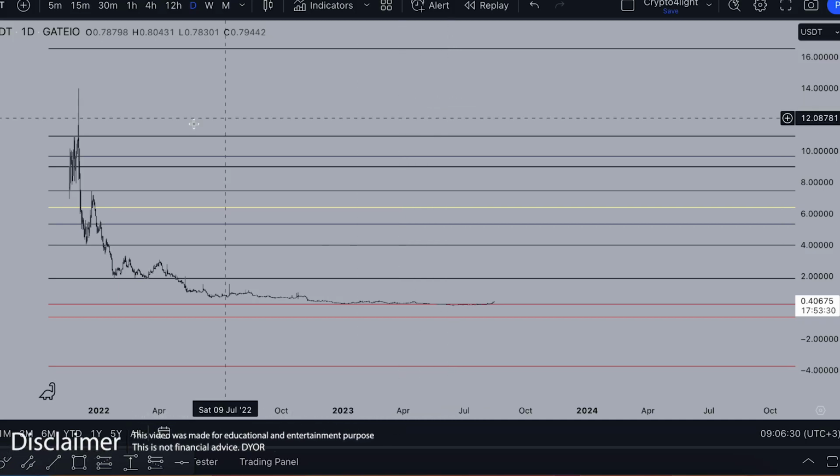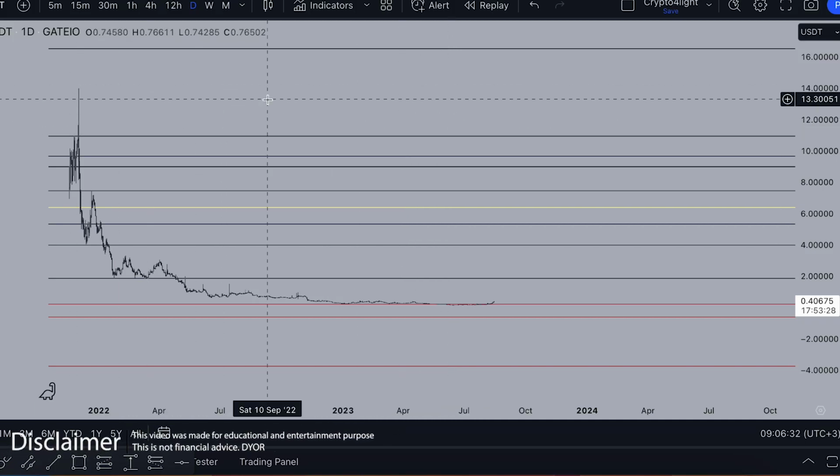Today we'd like to talk about the MC USDT trading pair, Merit Circle, potential targets for 2023 at the next upcoming bull run. Let's dive in.